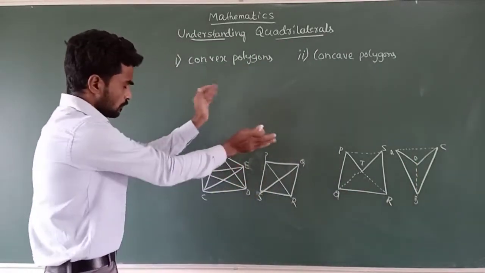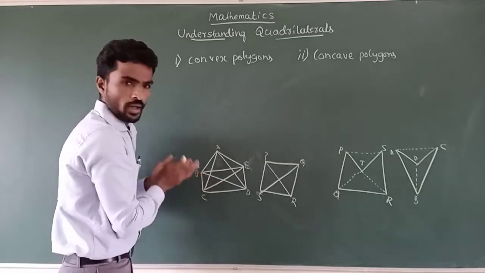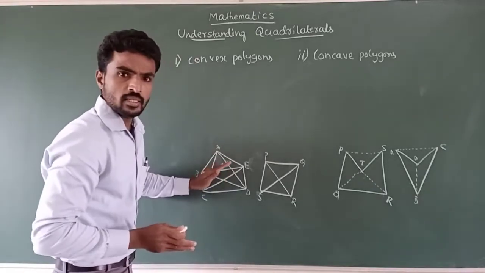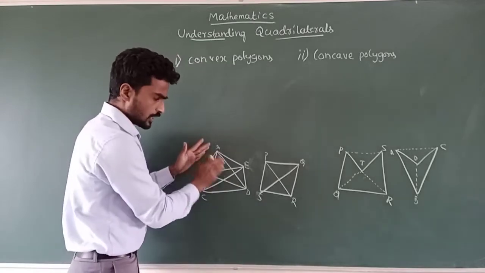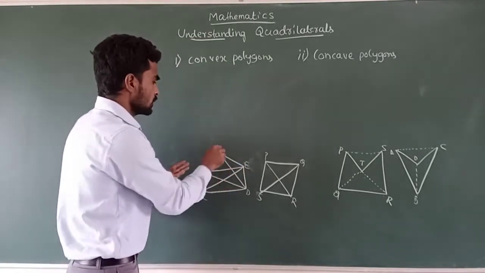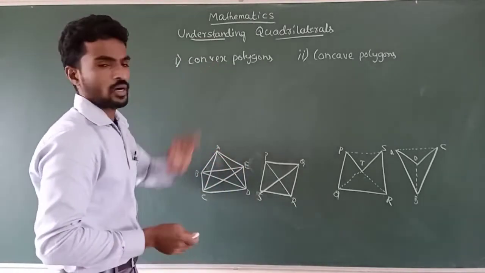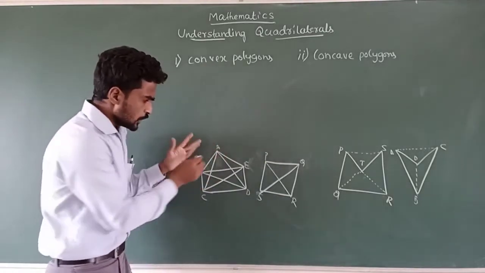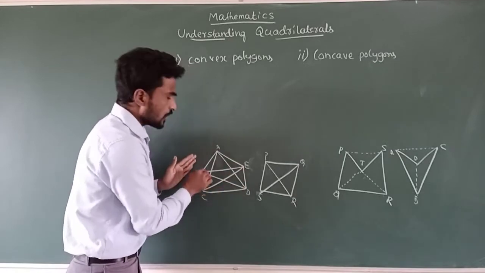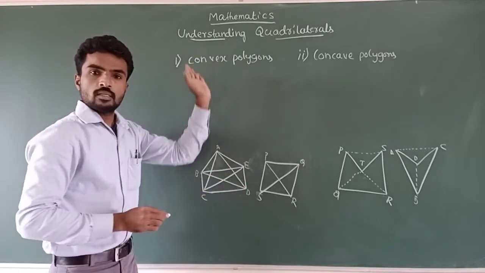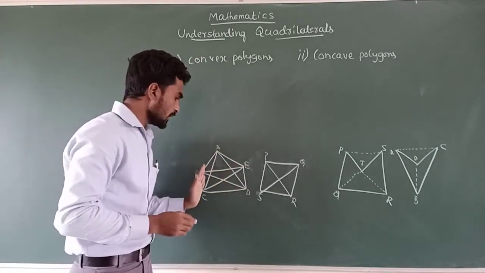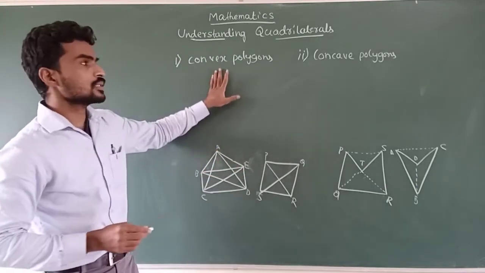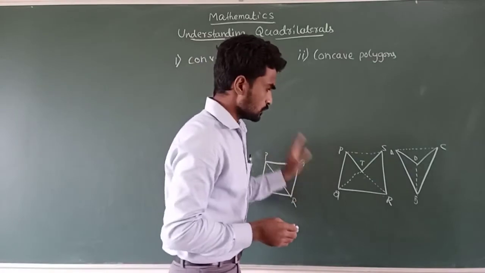Here the polygons are having diagonals inside the polygon. These types of polygons are called convex polygons. Otherwise, in general, if each interior angle of a polygon is less than 180 degrees, we call those polygons convex polygons.